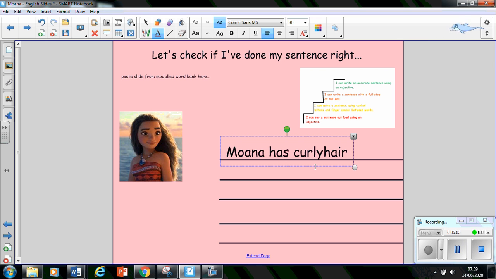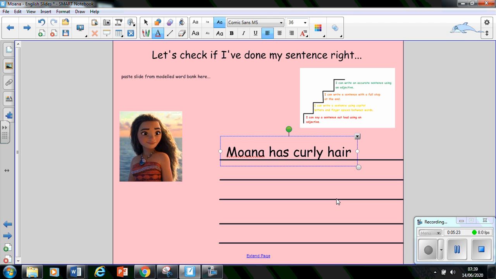Oh, what was that again? I missed something, did I? Oh, thank you guys. I'm so rubbish sometimes. That's why I need to go over, don't I? So my second step here says finger space between words, and I sometimes forget. Oh, so all I need to do is just put my finger space in.